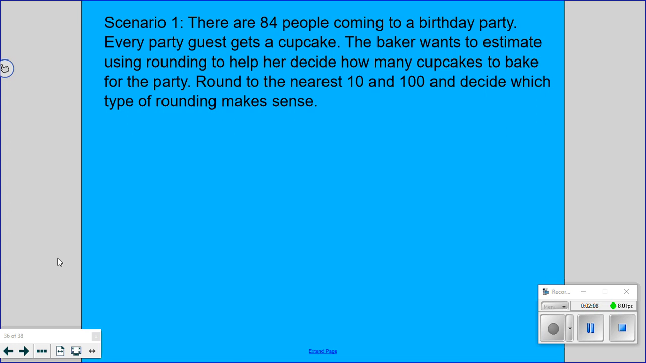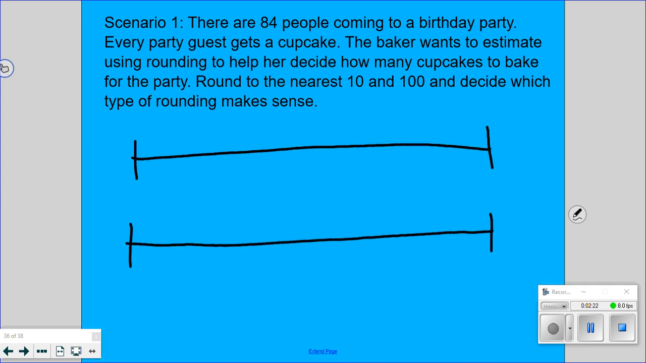You should have 2 number lines drawn. Zach, you should definitely be paying attention because I know you don't have 2 drawn. 1 for the nearest 10 and 1 for the nearest 100. If you do not have 2 number lines, get 2 number lines. If you need space, do it on the back.